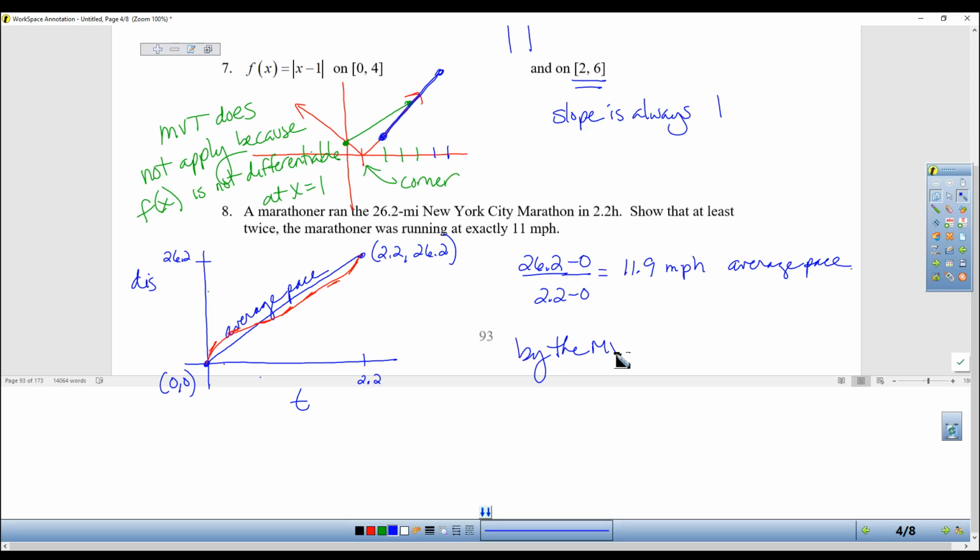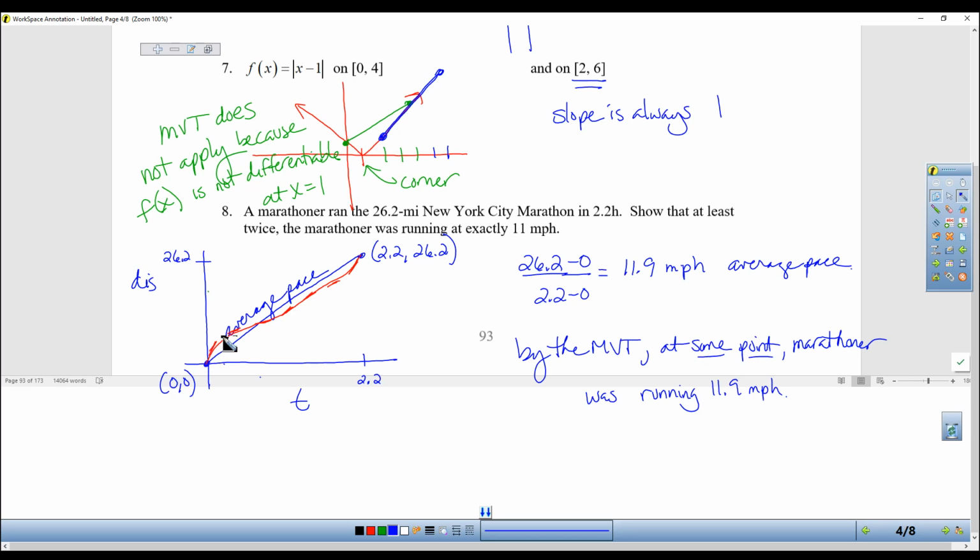So by the mean value theorem, at some point the marathoner was running 11.9 miles per hour. That's amazing. Okay, that was their average pace.